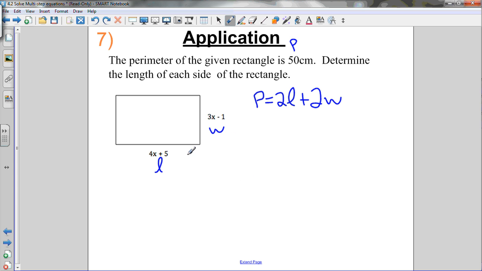Okay? So I can plug in everything I know here and be able to solve for x, and then that will tell me what the length and what the width of the rectangle are if I know the value of x.